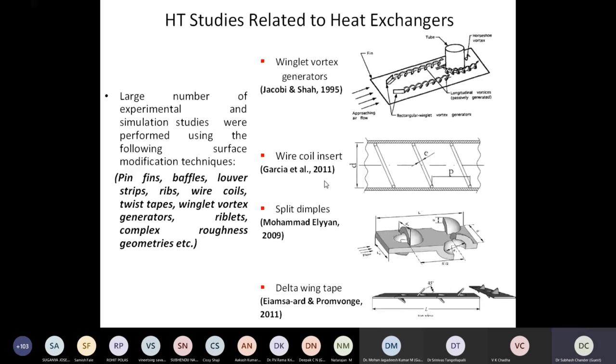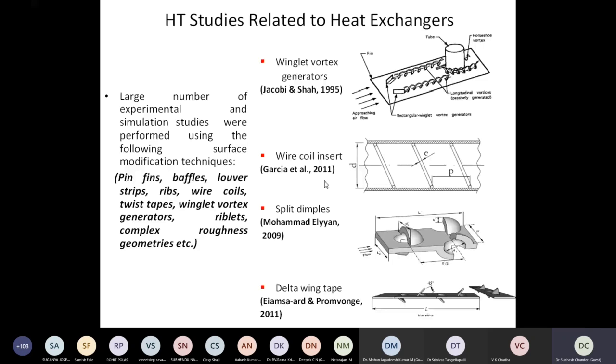So as I said in my first statement in the beginning, we can employ, we can deploy, we can recommend any type of roughness element for any of the applications. But before recommending it, we need to test it.